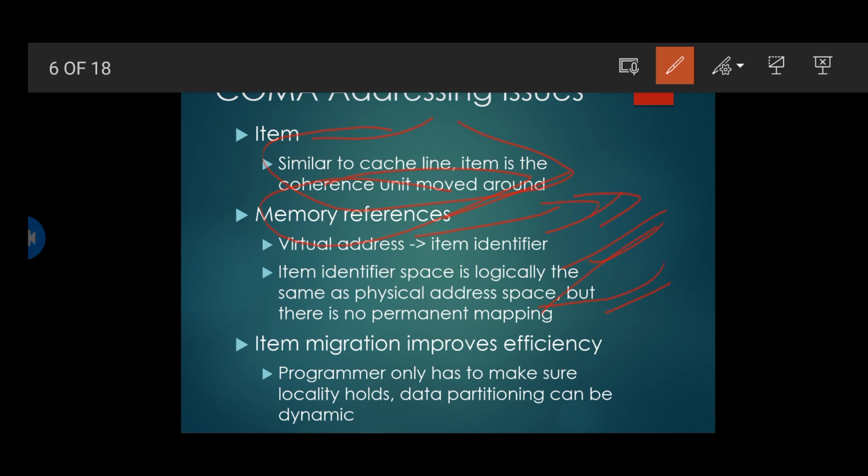Next, item migration improves the efficiency here. Next, the program only has to make sure it logically holds the data. Partitioning can be dynamic.